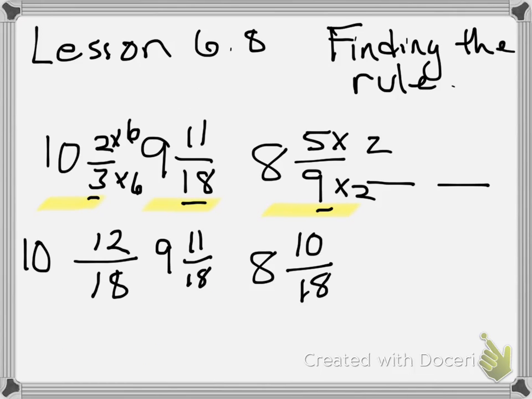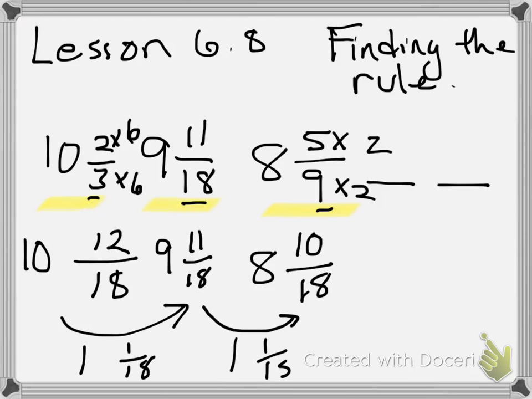Take a look. To go from 10 and 12/18 to 9 and 11/18, I go down by 1 and 1 over 18. So that's how I go from 9 11/18 to 8 and 10/18. I go down by 1 and 1 over 18. So how am I going to find out what happens here? Well, I'm simply going to go down by 1 and 1/18.